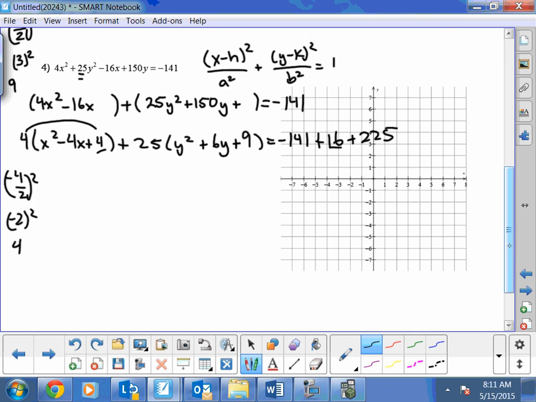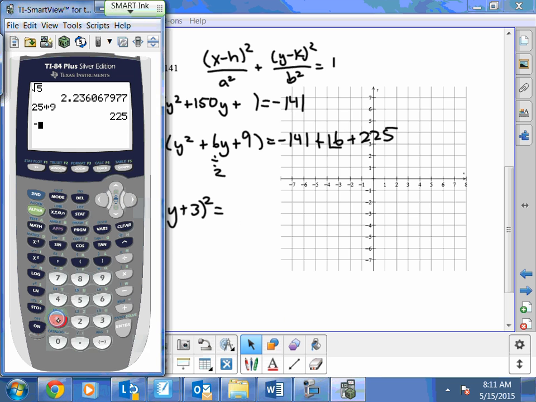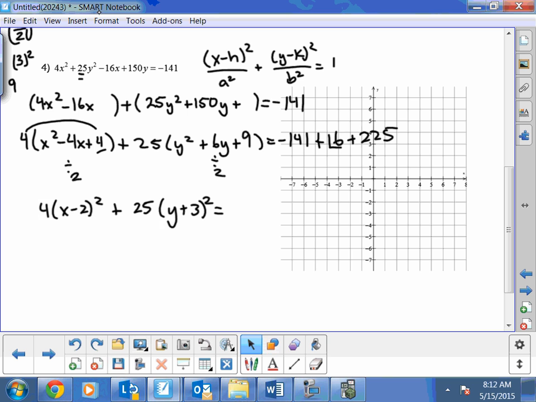Now this one's going to be kind of interesting, because I'm going to erase this over here to have some space. Now I'm going to convert these into single binomials. We're going to divide this by 2, so we'll end up with 4 times (x minus 2) squared plus 25 times (y plus 3) squared. And let's do all this addition and subtraction: negative 141 plus 16 plus 225 gives 100. So it nicely comes out as a nice number, 100.